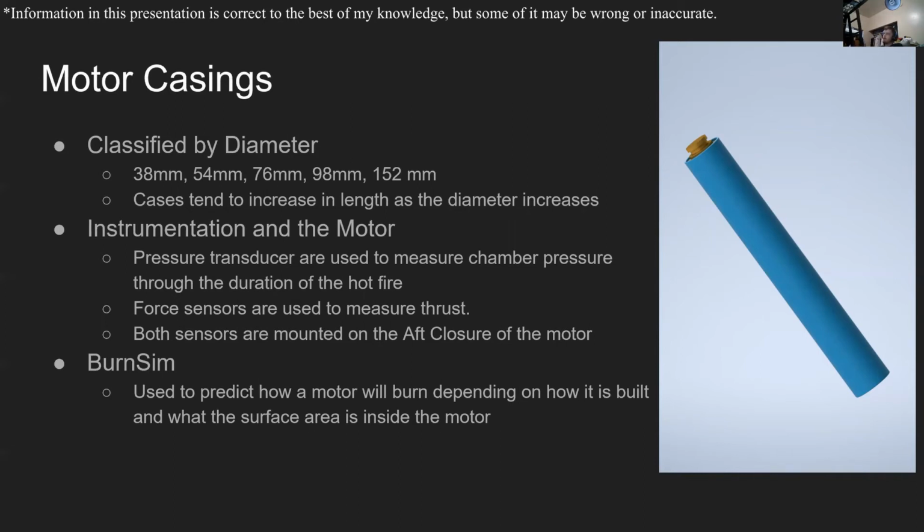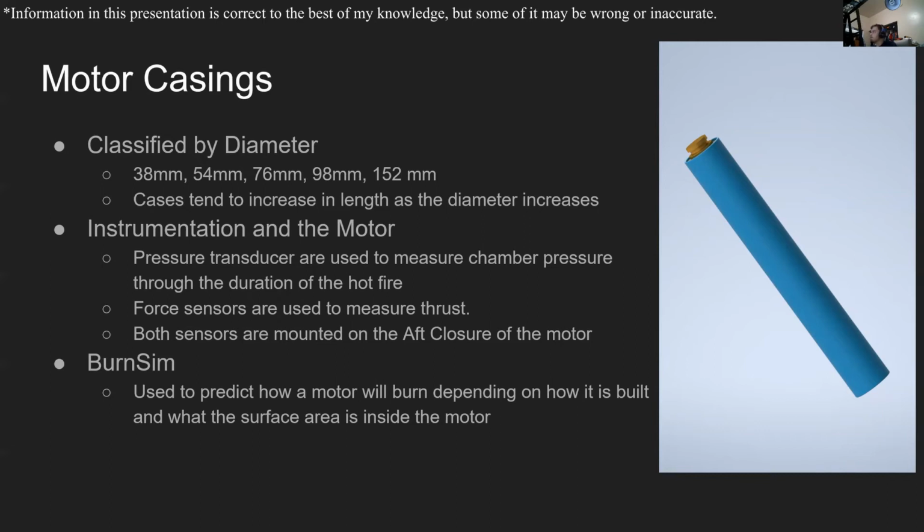We are going to be using 98 millimeter motors later on in our testing, because we're designing a pourable propellant that's meant for large motors. That's determined by some of the things inside the recipe. And because the pourable is meant for large motors, there's no reason to test it in smaller ones. For instrumentation in our tests, we use pressure transducers to measure the chamber pressure, and force sensors to measure thrust.